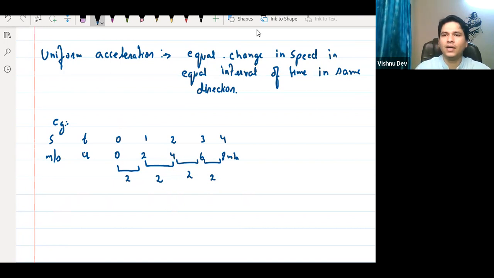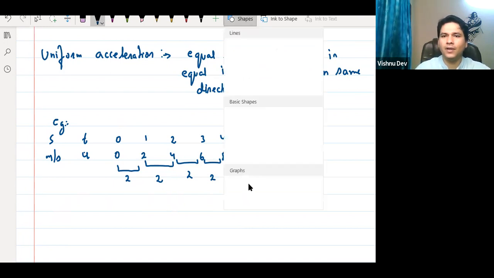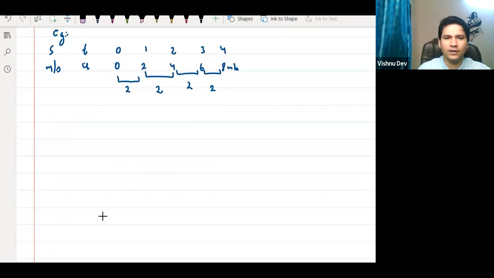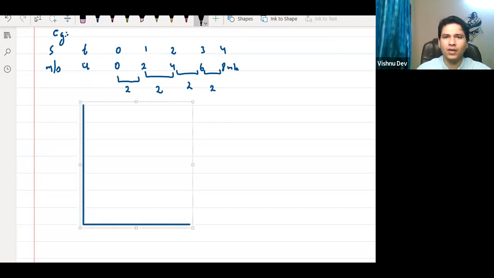Okay, now let us make a graph. Let us plot this in a graph. I hope all of you remember the graph of distance time. So here, tell me, x-axis should be what? Time? Yes or no? X-axis should be time. So this is time. And this y-axis should be what?